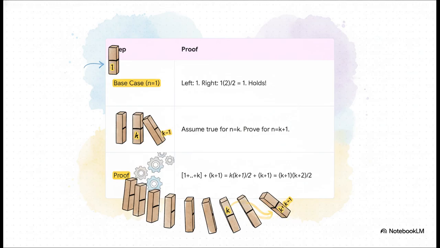We look at the sum all the way to k plus 1. See that first part, the sum up to k? Well, thanks to our assumption, we can just swap that whole thing out for our formula. From there, it's just a little bit of algebra, find a common denominator, factor things out, and look what we get. We get the exact same formula, but with k plus 1 plugged in. We just proved that if the kth domino falls, the k plus first one falls too.